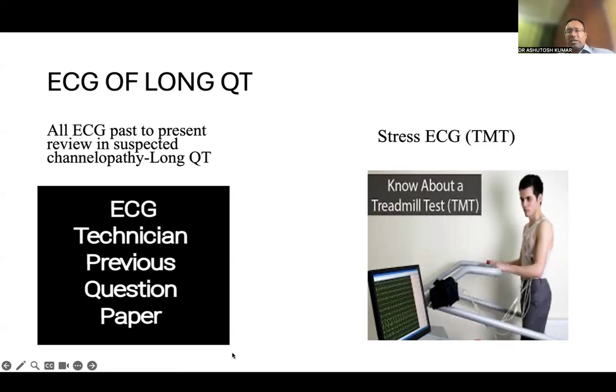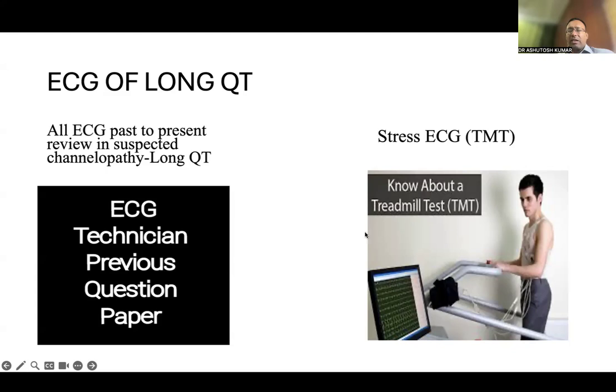In some patients, when we are not able to reach a conclusion, we want to challenge the patient's QTc by doing a treadmill test, which is a test usually used in interventional cardiology for seeing whether the patient has ischemia due to a significant block.